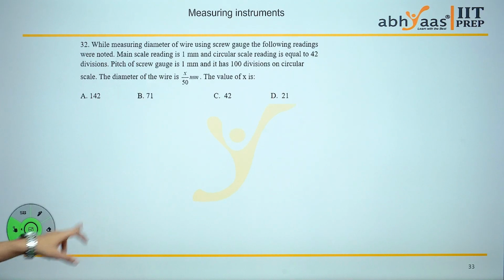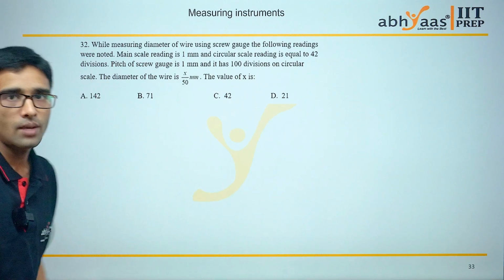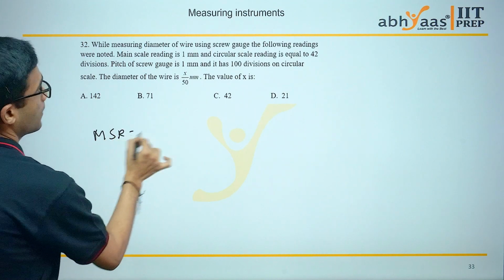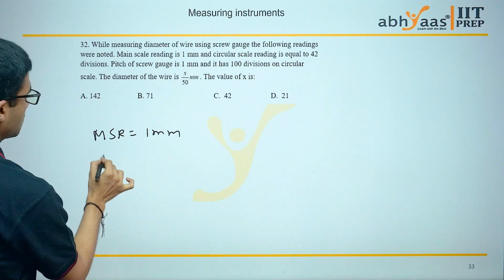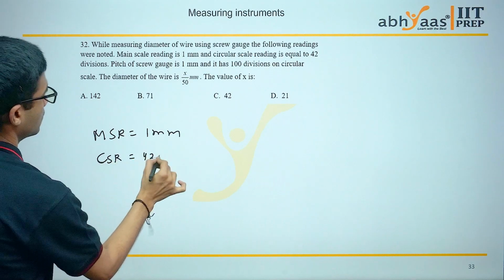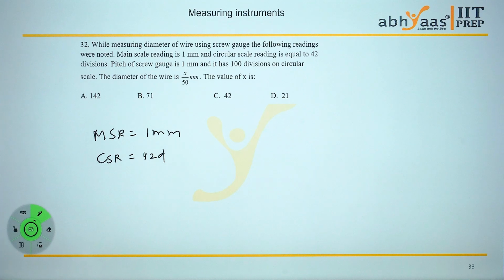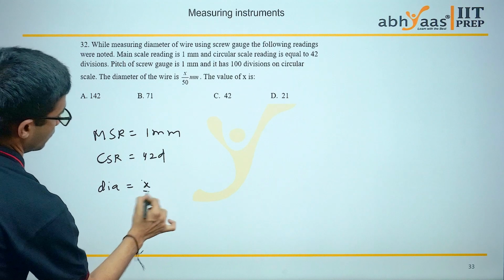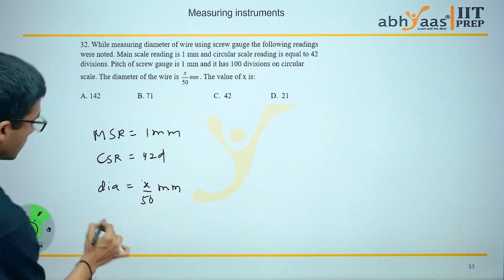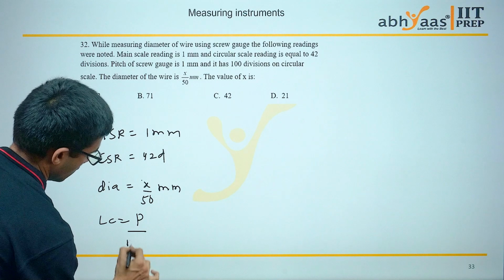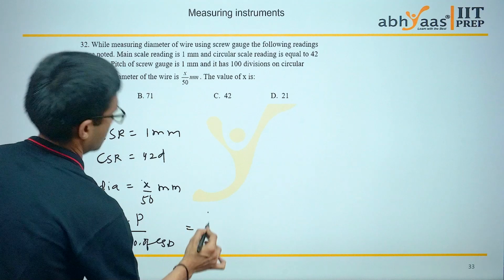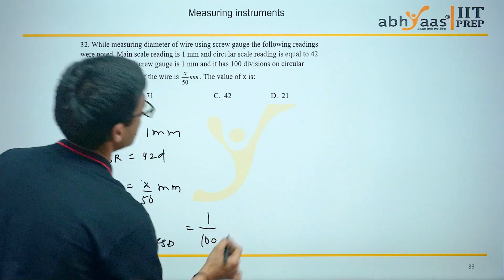Now if I go to the next question, again you have to calculate the diameter using a screw gauge. So if you observe here, the screw gauge main scale reading is given, that is 1 mm. The circular scale reading is given, 42 divisions. Diameter is given as x by 50. Now LC is equal to pitch by number of circular scale divisions. Pitch is 1 by 100. So that means LC is 1 by 100.